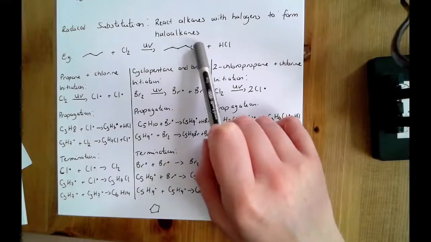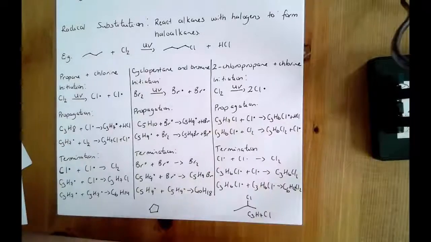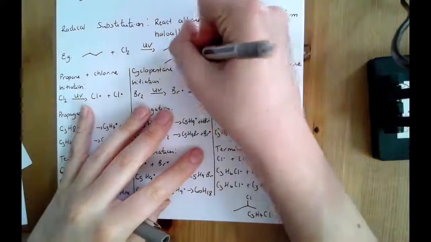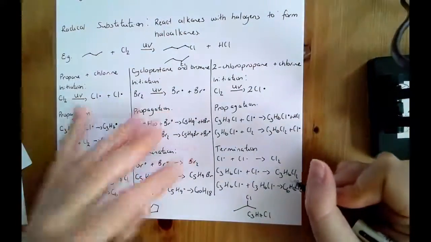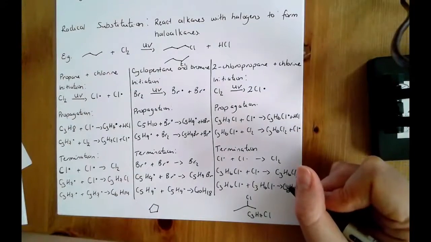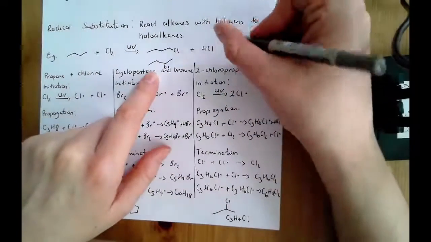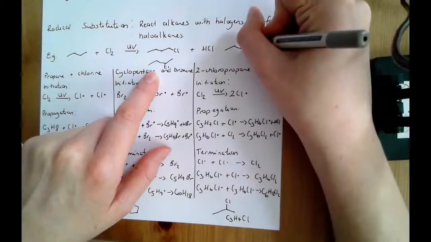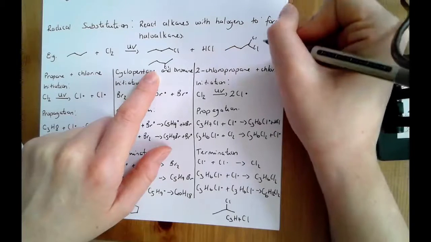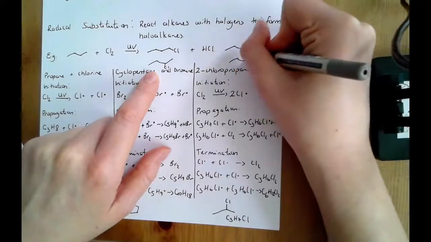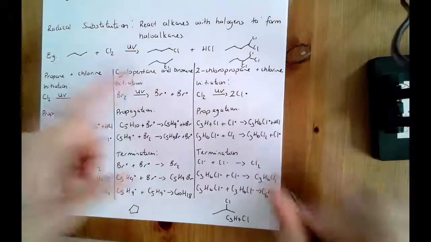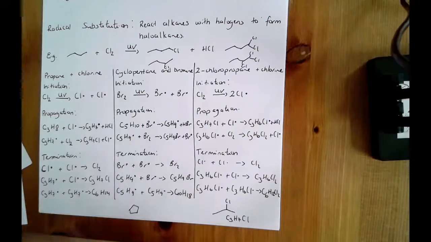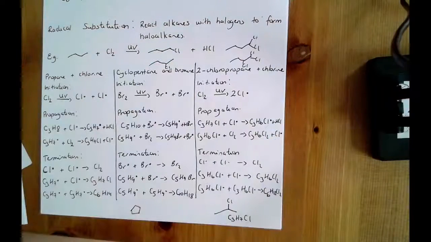So instead of forming 1-chlorobutane, I could form 2-chlorobutane instead. So that would be another potential product. I could also have more than 1 substitution on the same molecule. So instead of just forming 1-chlorobutane, I could form 1,1-dichlorobutane, or I could even form 1,1,2-trichlorobutane. So you can get multiple substitutions, and you can have substitutions at different points.